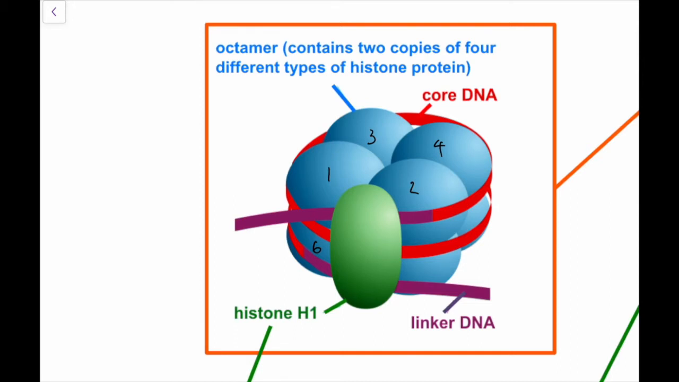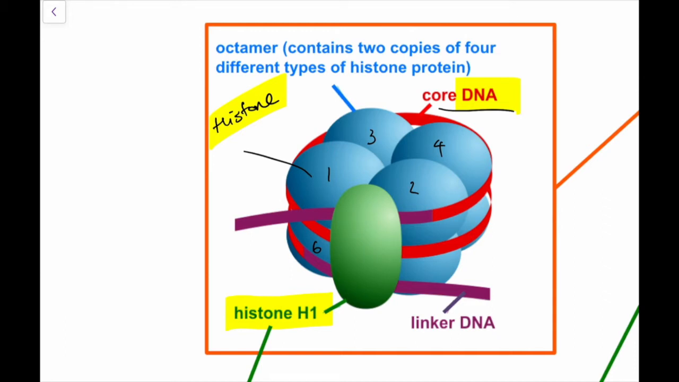So a whole nucleosome is made out of DNA. It's made out of histone proteins, and there's an octamer. So the whole thing, the nucleosome structure, is core DNA. So we have DNA wrapped around an octamer of 8 histone proteins with a histone H1, which is a linker and holds the DNA onto those other histone proteins.